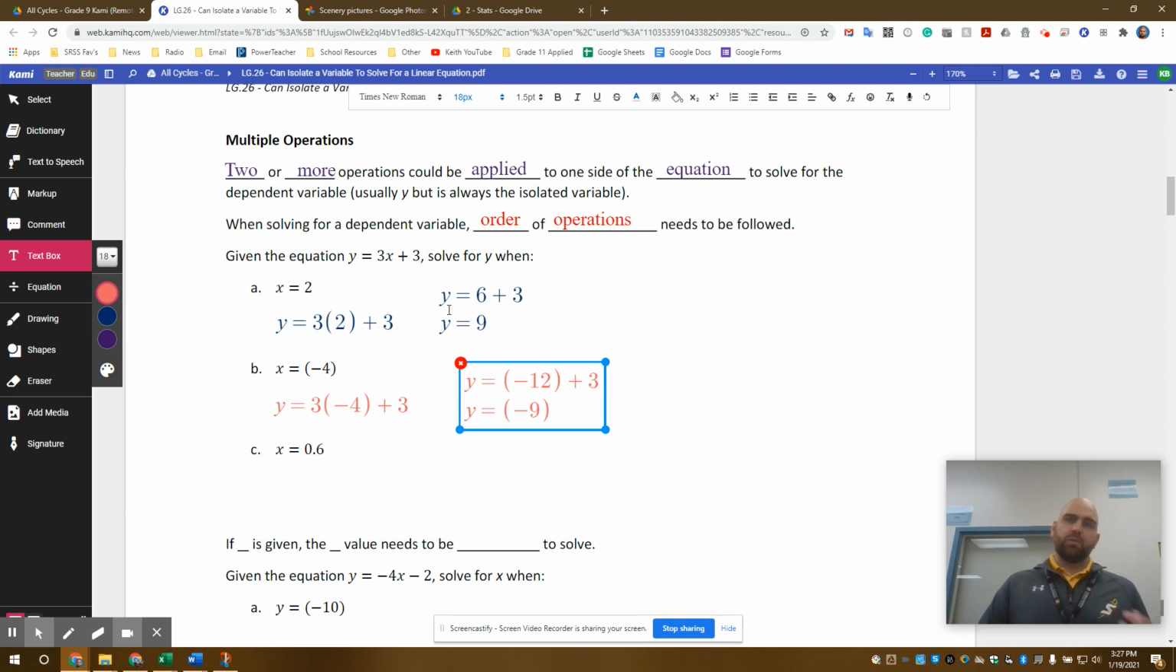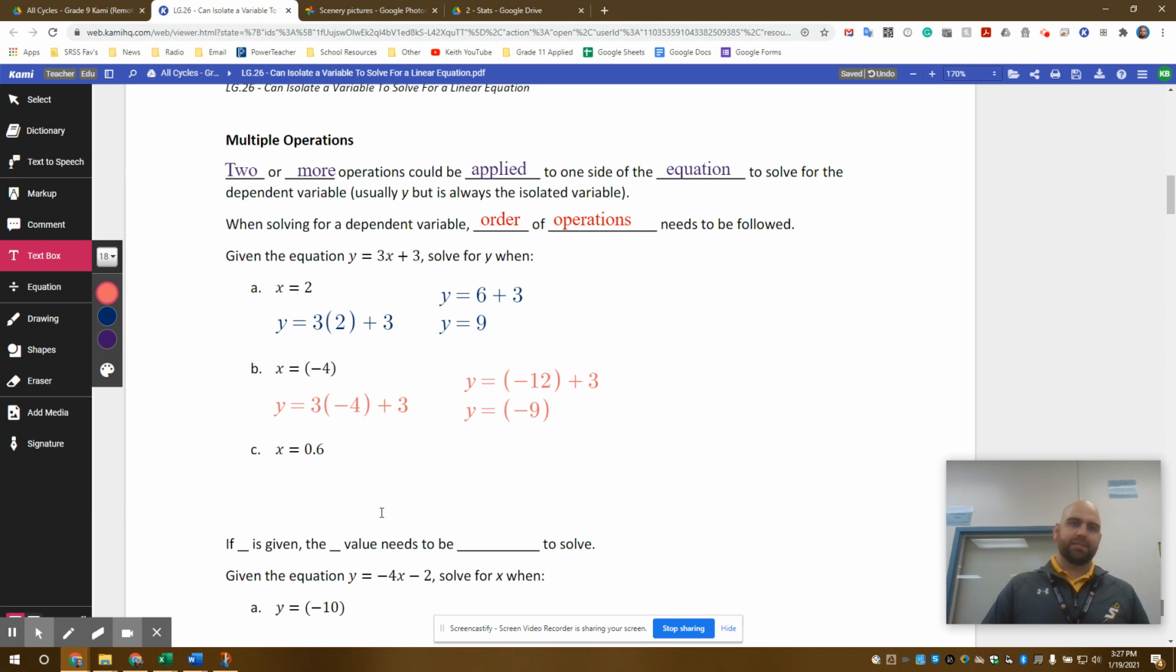So you'll notice that when x is 2, we get +9. When it's -4, we get -9. Just so happened that they were opposites. I'm guessing this next one will probably not be like that. Okay, I'm pretty sure it won't be like that.